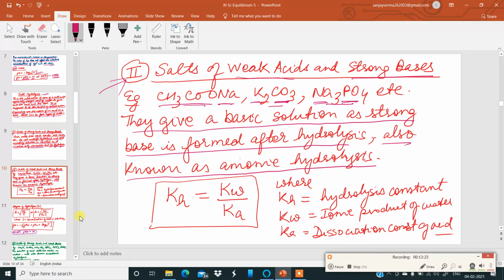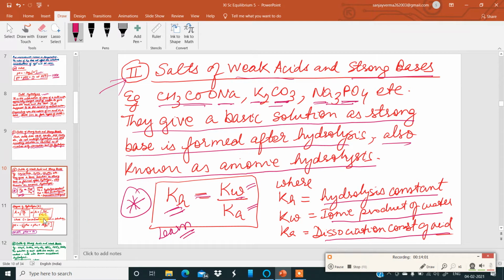So remember, now KH, which is called the hydrolysis constant, in this case where salts of weak acids and strong bases are dissolved in water, is obtained by dividing the ionic product by the dissociation constant of the acid. So Ka is called the dissociation constant of the acid and Kw is called the ionic product of water. Please learn this formula. KH, the hydrolysis constant of a salt of weak acid and strong base. This first formula you have to learn.